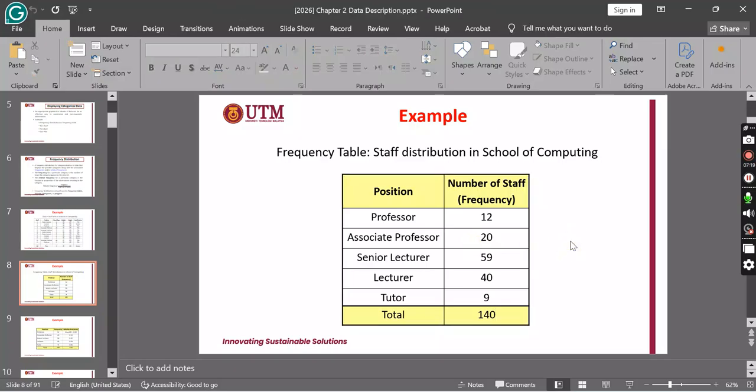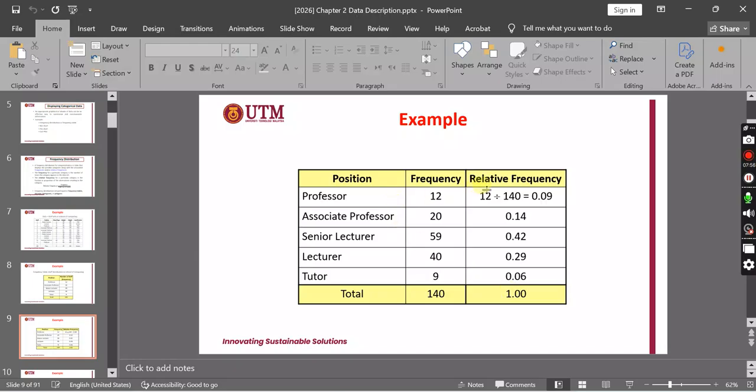When we mentioned its rule, it's easy actually. The frequency of professor, for example, is 12. Its relative frequency will be 12 divided by 140. For associate professor, 20 divided by 140. For senior lecturer, 59 divided by 140. Also for lecturer, also for tutor. So this is the relative frequency as it's shown here.